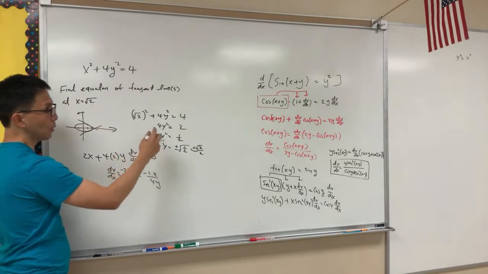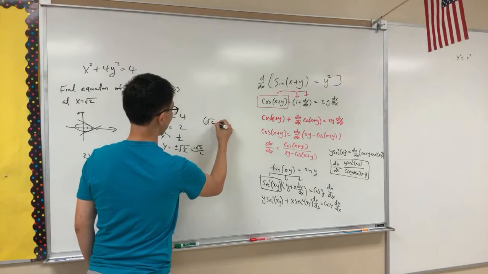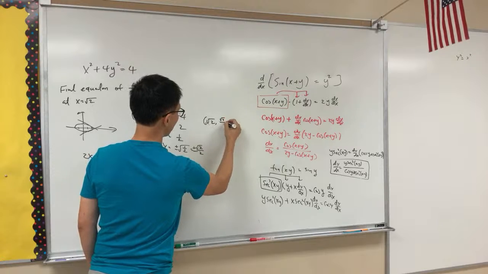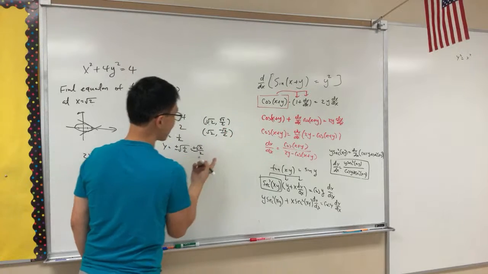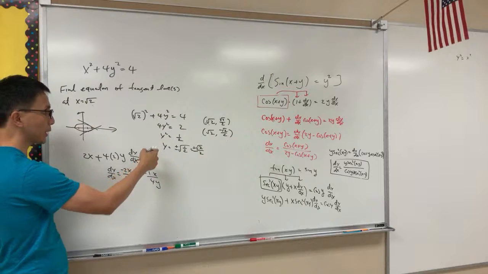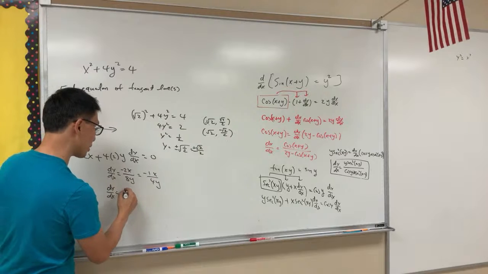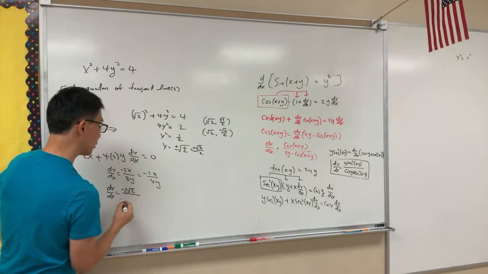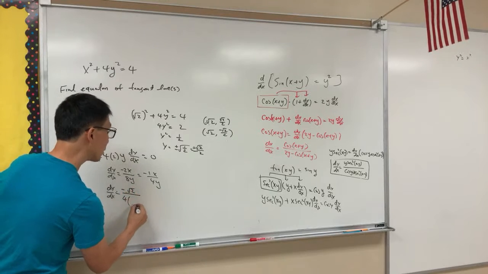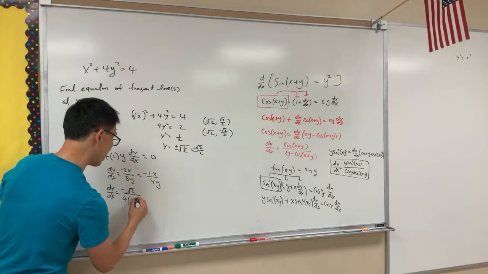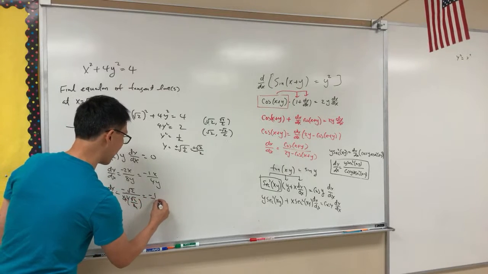Now I can plug in. There are two points, so I'm going to write down those two coordinates: square root 2 and square root 2 over 2, and square root 2 and minus square root 2 over 2. So sometimes you're going to get two equations of tangent lines. If I plug in the first one, it's going to be negative square root 2 over 4 times square root 2 over 2. That cancels out over 2, and that's equal to negative half.